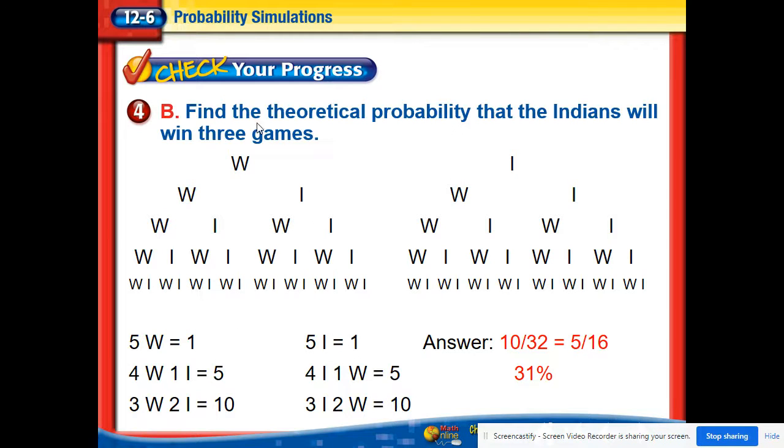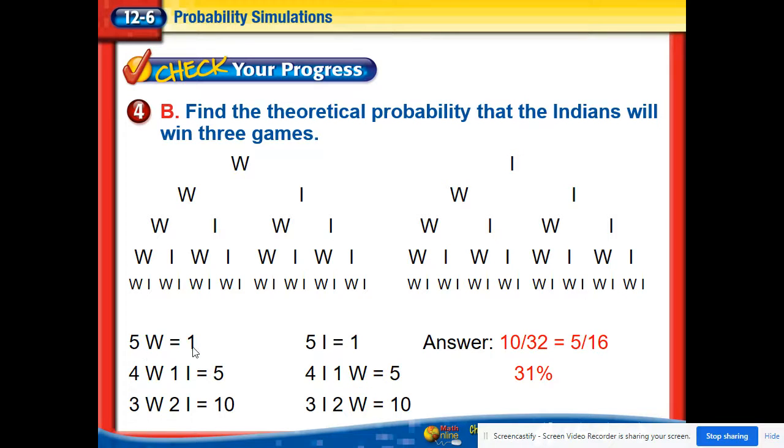All right, what's the theoretical probability that the Indians would win 3 games? So we have to find out the different possibilities. So I created a factor tree here. So the first game, the White Sox could win or the Indians could win. And then the White Sox or Indians and just kept going. Now there's a total of 32 different outcomes here.